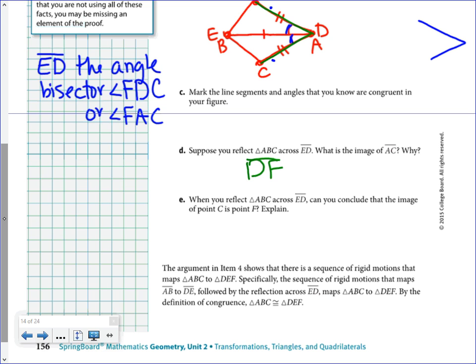And since AC and DF are the same length, since they're congruent, the image of point C must be the same distance from D as point F is. So that means that the image of point C is going to have to be point F. And so again, they tell you there's a sequence of rigid motions that's going to map the triangles to each other, causing them to be congruent. So now let's look at the next page.